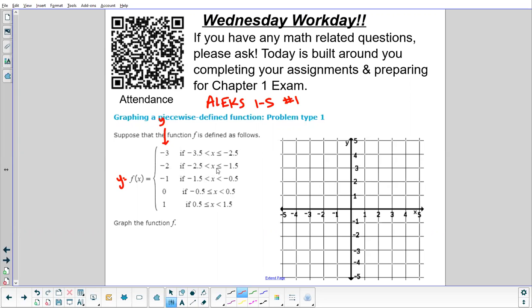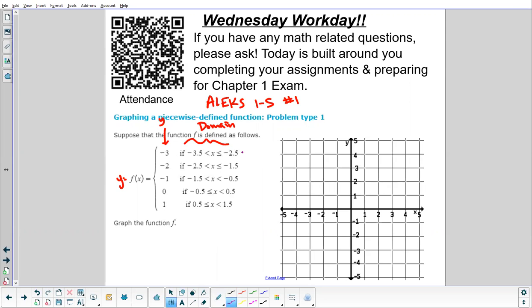And then it gives these statements with the x, which are what we call the domain values, or the x values. So this is telling you, given certain domains, you have certain y values. I'm going to graph these in different colors. This graph is going to have 5 different looking pieces, or different branches.